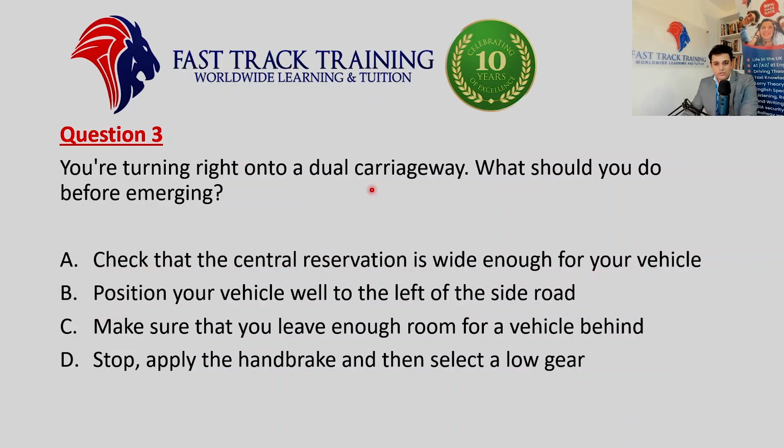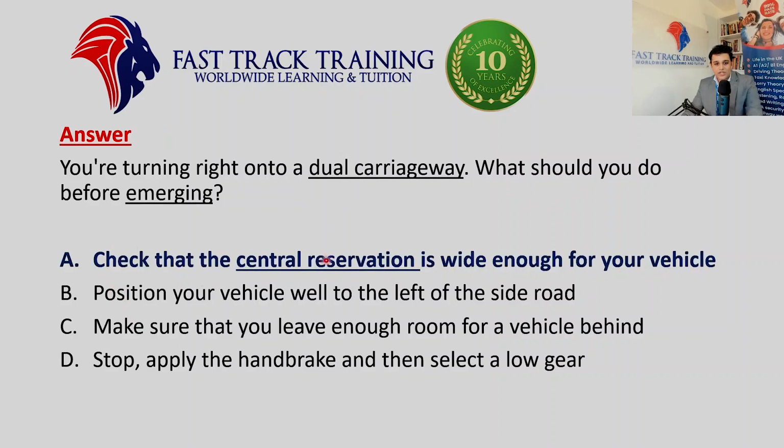If you're going onto a dual carriageway, it's a central reservation. So you want to pick the safest answer. Check that your central reservation is wide enough. What's a central reservation? It's the gap between two sides of the road. And a dual carriageway is 70 miles an hour, 2 lanes going up, 2 lanes going down. Emerging, we know that we're coming out.